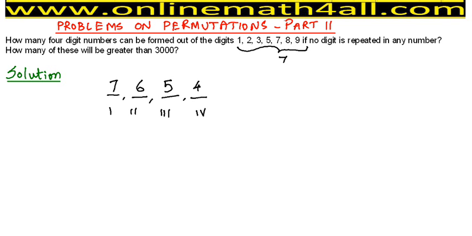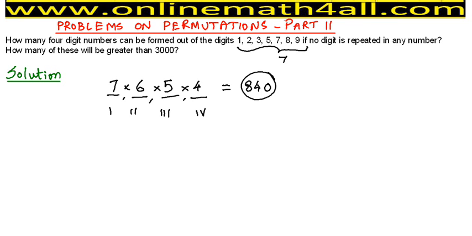So to get the result for this one, we just have to multiply the numbers 7 times 6 times 5 times 4. When you multiply 7, 6, 5, 4, we'll get the result 840.